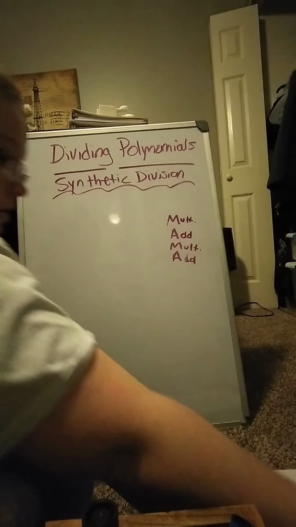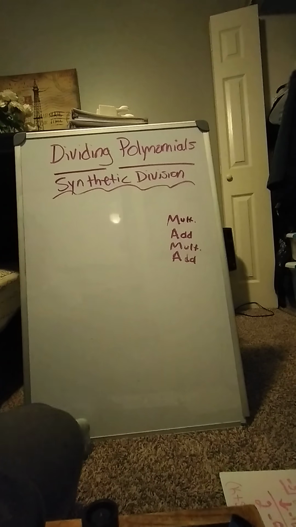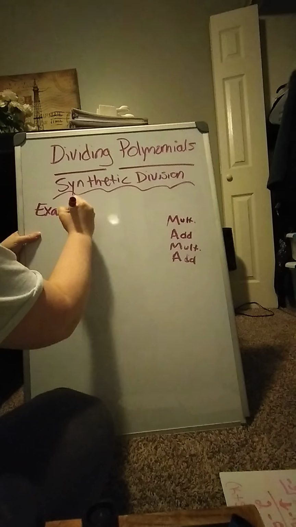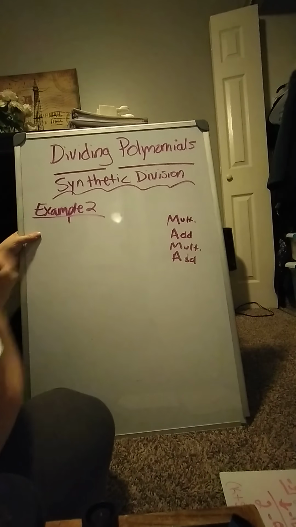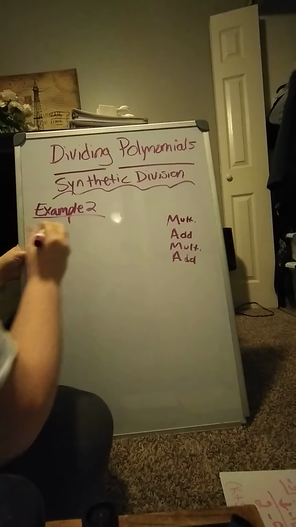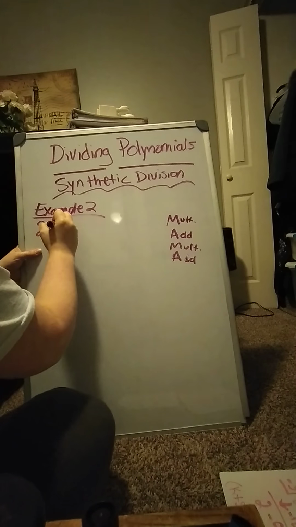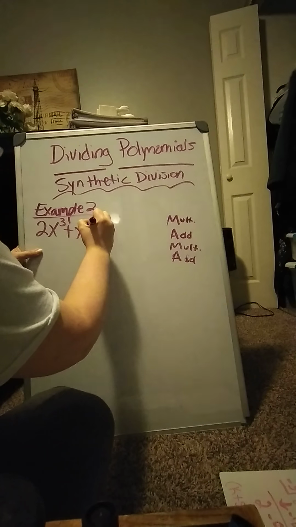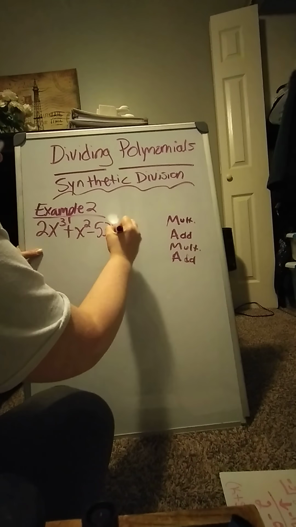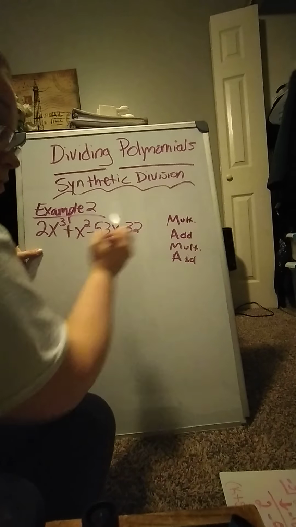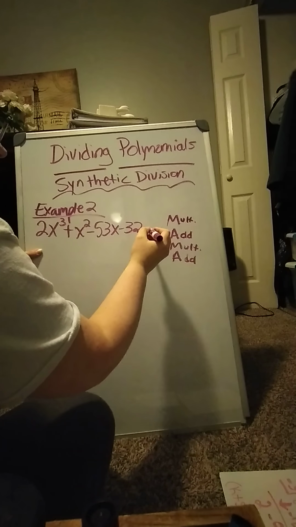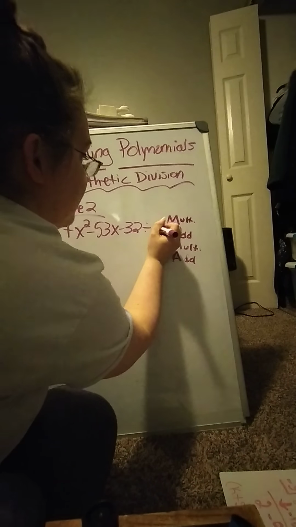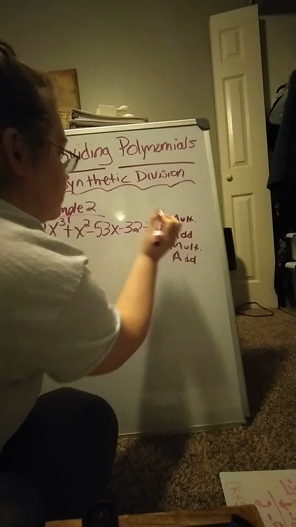Okay. So, our example 2 is going to be 2x cubed plus x squared minus 53x minus 32. And it's going to be divided by x plus 5. Okay?